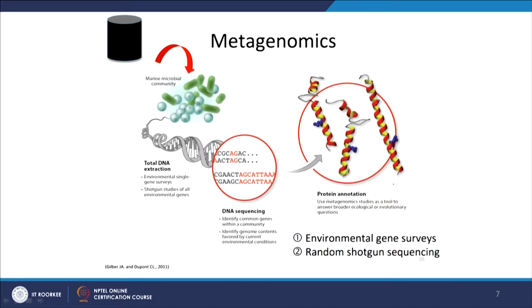Now let's look at metagenomics again briefly as a recap. So what do you do in metagenomics? You take your sample. Let's say this is your marine microbial community, so it grows in the ocean, and they have some sequence of their genetic material. So the first step is you extract DNA. This is step 1, total DNA extraction. And after you have done DNA extraction, you might go for shotgun studies for all environmental genes, and after doing shotgun, you go for the second step, which is DNA sequencing. So in this case, you do the DNA sequencing.